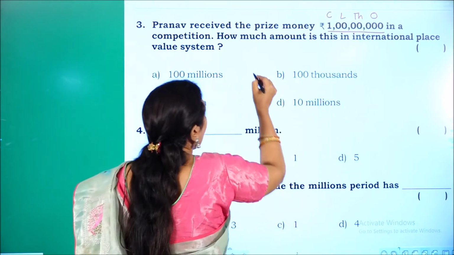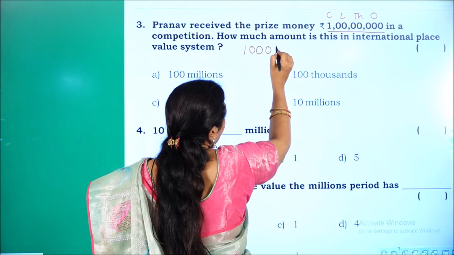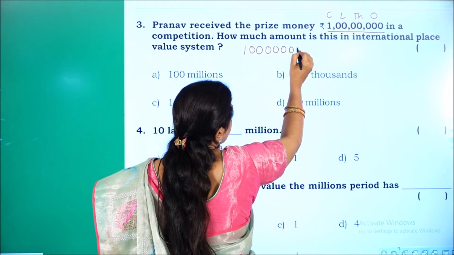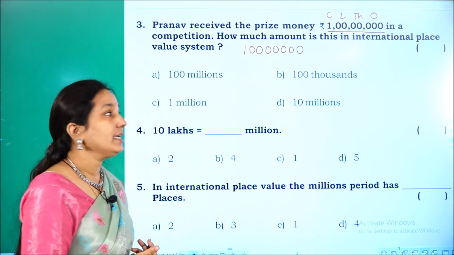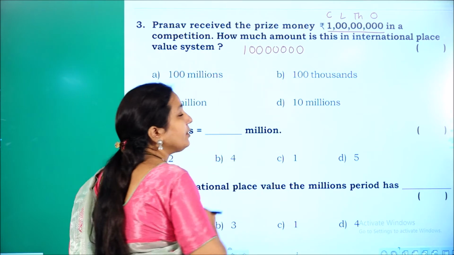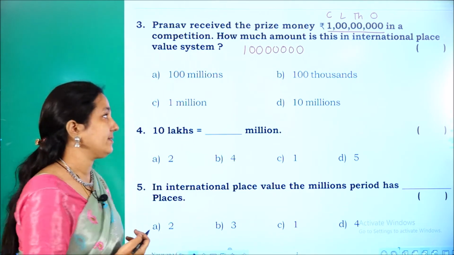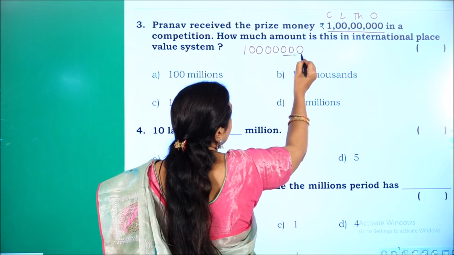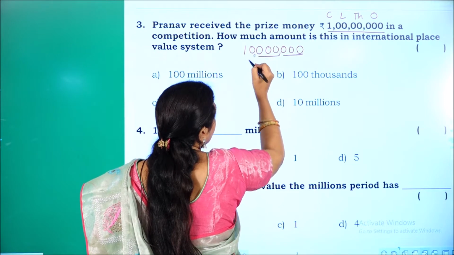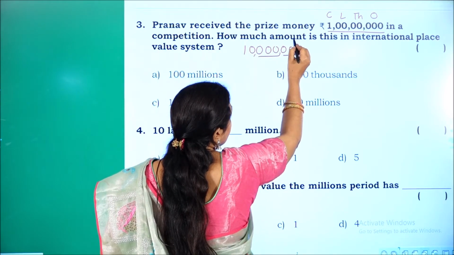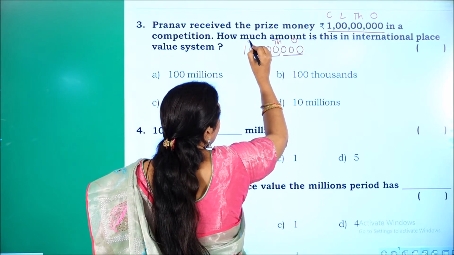So same number I am taking without commas. 1 crore I am writing here without commas. Just place the commas according to international place value. So already you know in international place value every period consists 3 places. So here 3 places, here comma and 3 places, here comma. Means this will be considered as the ones period and thousands, and this will be the millions.